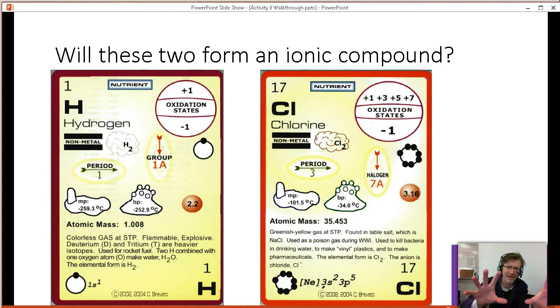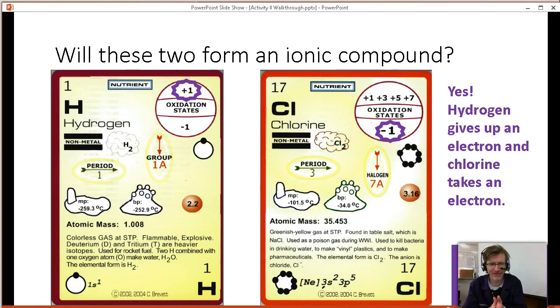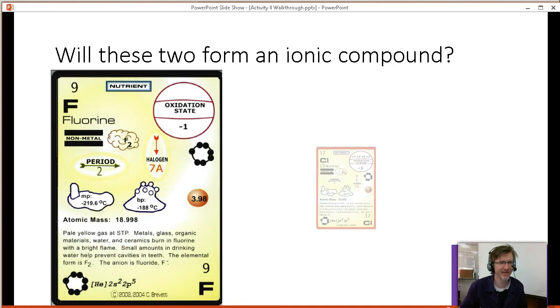Hydrogen. All right, there's a lot of information there. Here's where I want you to take a look. Oxidation states. This means hydrogen plus 1. Does that mean it gains electrons or loses electrons? Hydrogen's over here. Plus means loses electron. Chlorine, as we've said, gains an electron. If they match up, aha, they do. Yes, hydrogen can give up an electron and chlorine takes electron. So these guys form an ionic compound. Yes. You ready? Next one.